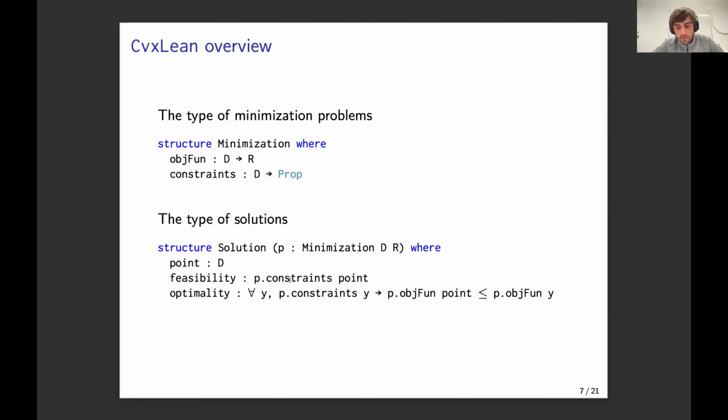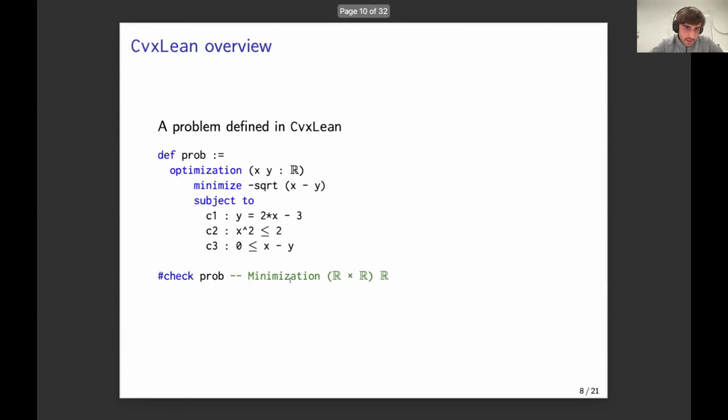So how do we define a problem? We have some nice syntax to do that. So this is how problems look in CvxLean. I can simply say, I want to define an optimization problem over X and Y, minimize these objective functions. So here I have an objective function involving the square root, and I can have some constraints, as there's a nonlinear constraint there as well, and so on. And this is a term of type Minimization from R plus R to R, as expected.